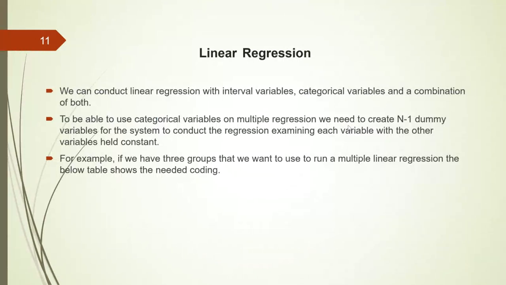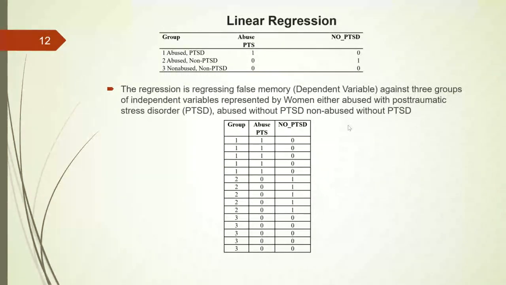We can conduct linear regression with interval variables, categorical variables, and a combination of both. To be able to use categorical variables in multiple regression, we need to create n-1 dummy variables. For example, if we have 3 groups and we want to run multiple linear regression, the table below shows the needed code. In this case, the regression is regressing false memory, the dependent variable, against 3 groups of independent variables represented by women either abused with post-traumatic stress disorder, abused without PTSD, and non-abused without PTSD. So you can see we create 2 variables, not 3, because n-1. Then we enter this into SPSS exactly as it looks. It would look the same in Excel.